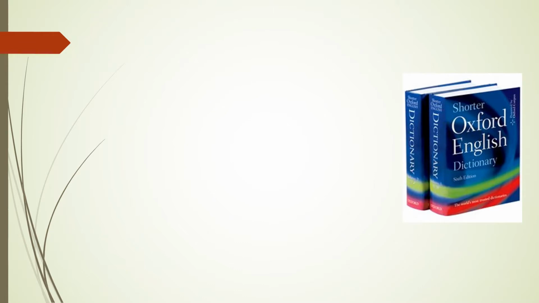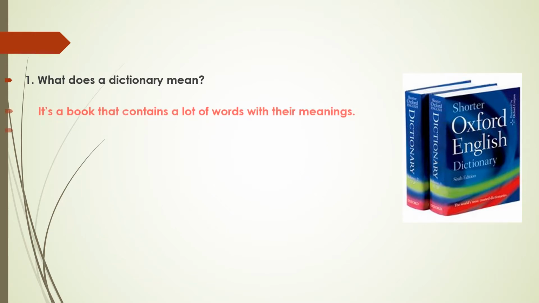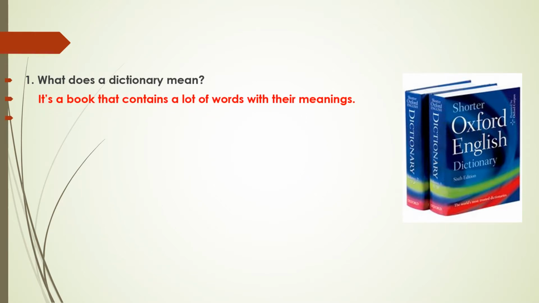At the beginning of our lesson I want to show you a picture. What have you seen here? Which book have you seen here? I think you know it. Yes, it's a dictionary. What does a dictionary mean? It's a book that contains a lot of words with their meanings.